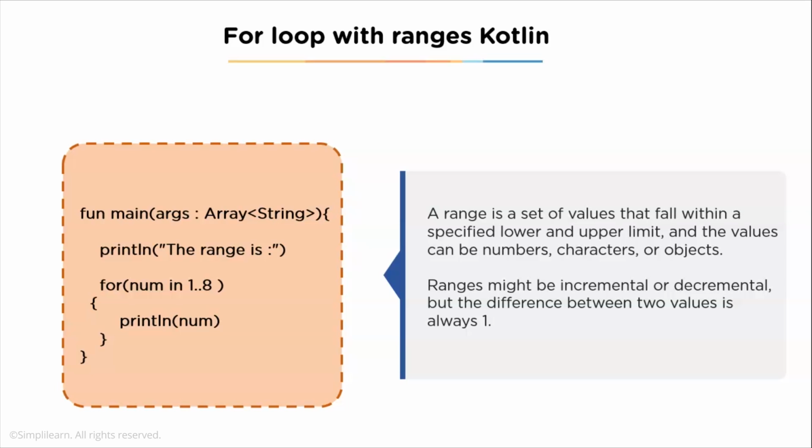Also, we can use the step function to print the elements with a gap, and we also have to mention the gap, like step 2. There are more library functions that build ranges that aren't covered by the double dot operator. For example, downTo creates a range that counts down, while rangeTo creates a range that advances to a certain value. Now, as we have understood ranges, let's understand the while loop.